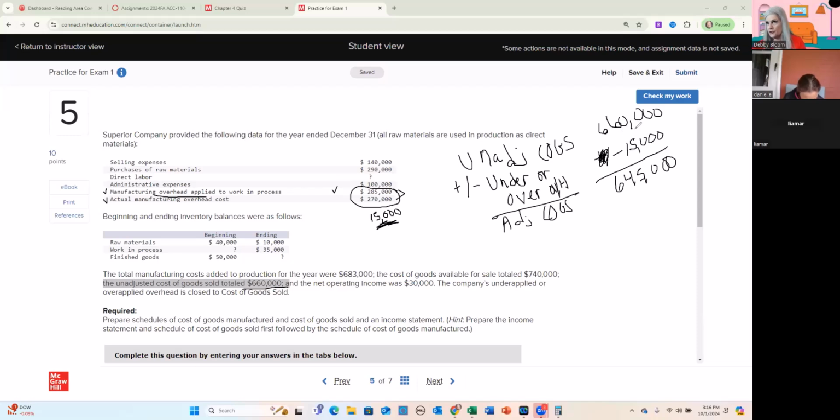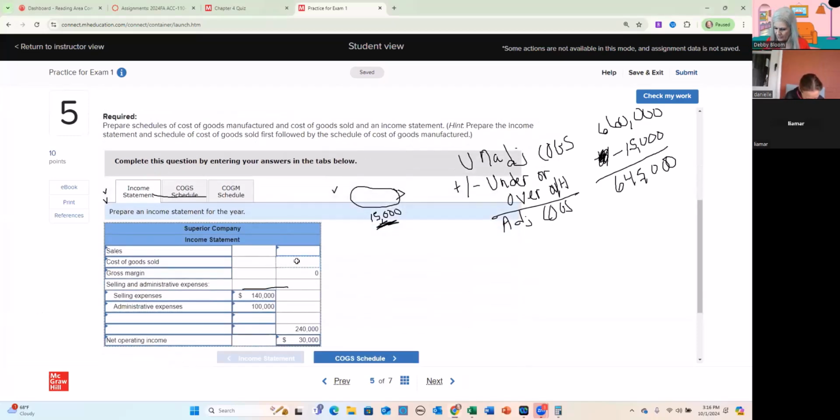You should have gone over the over and under applied overhead. I think it was in chapter 2, which had two things in there: the job order costing, and then at the end it goes into the over or under applied overhead. You take the difference between your actual overhead and your applied overhead, and that gets adjusted to cost of goods sold. So I'm going to stick in my 645,000 cost of goods sold.